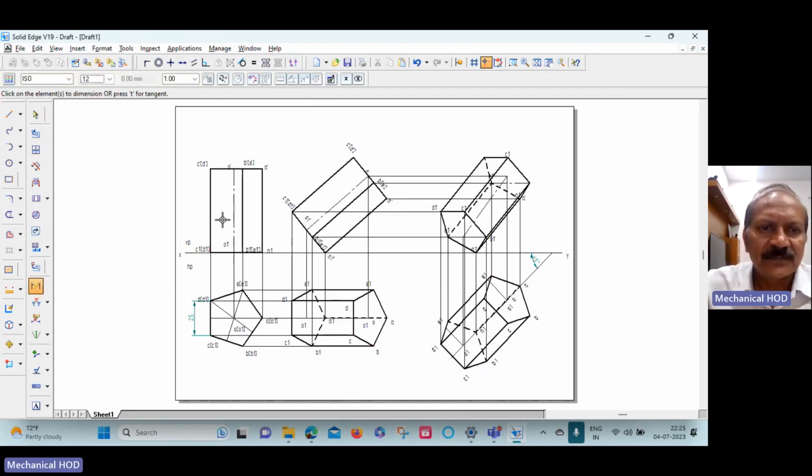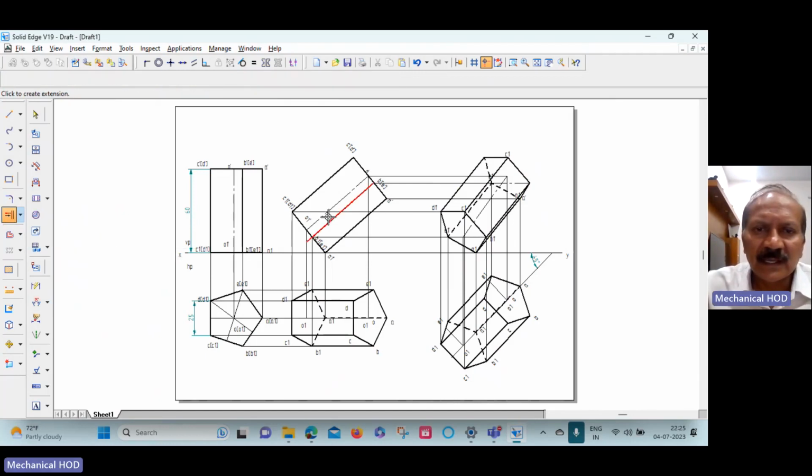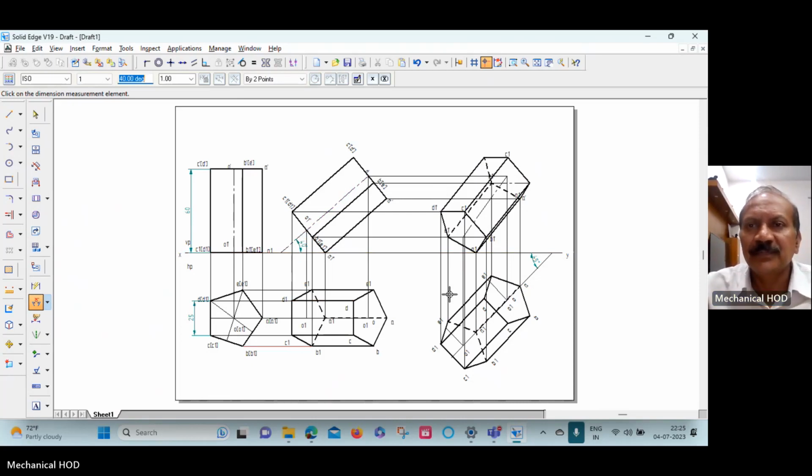For the dimensions, measure the angle between. First you have to extend the axis like this. Then you have to measure the angle between the axis and the XY line. 40 degree. That's all.